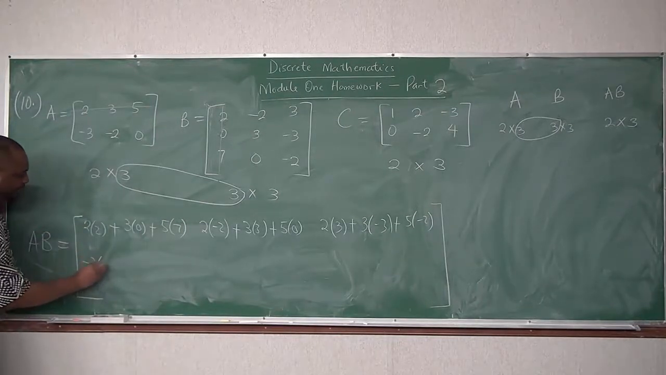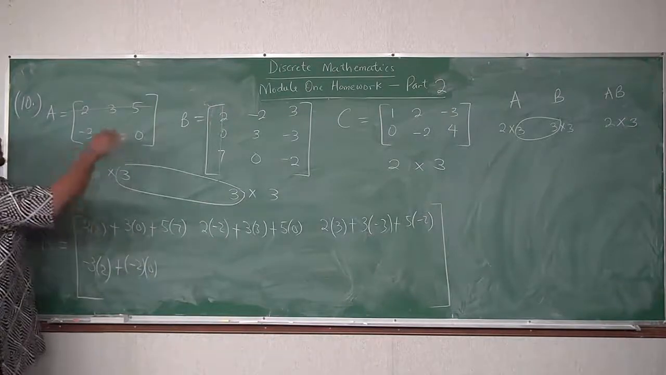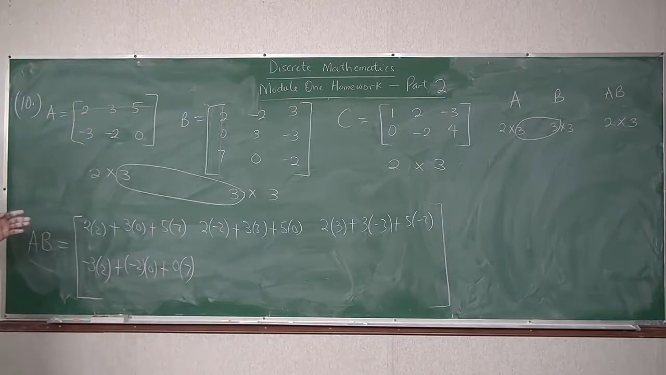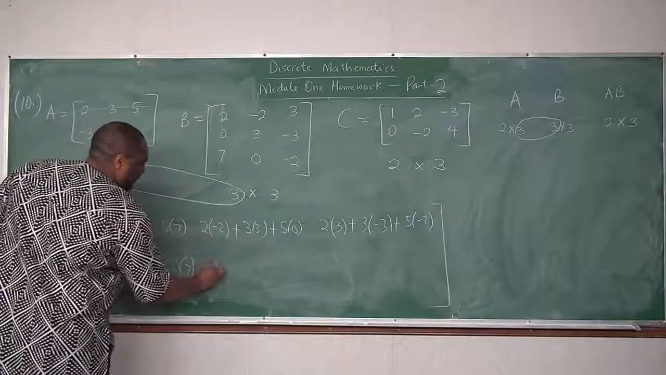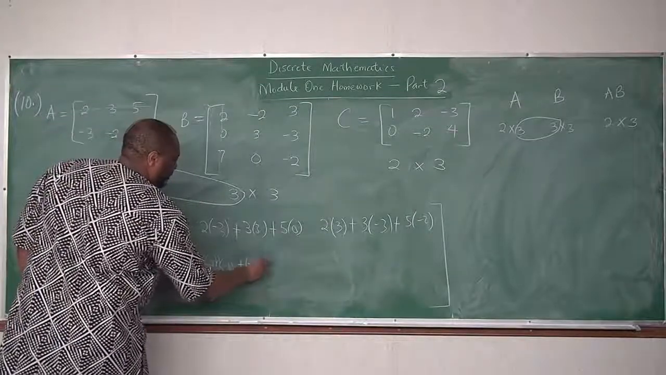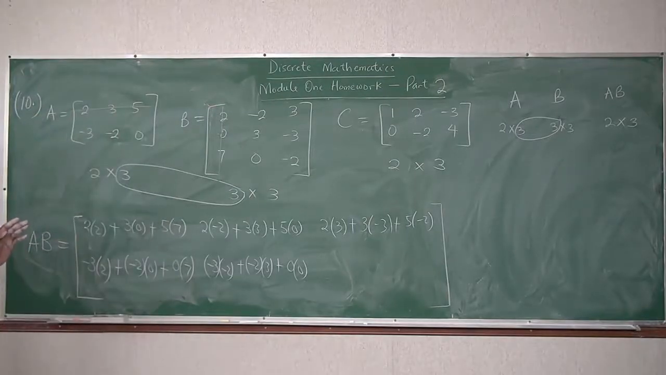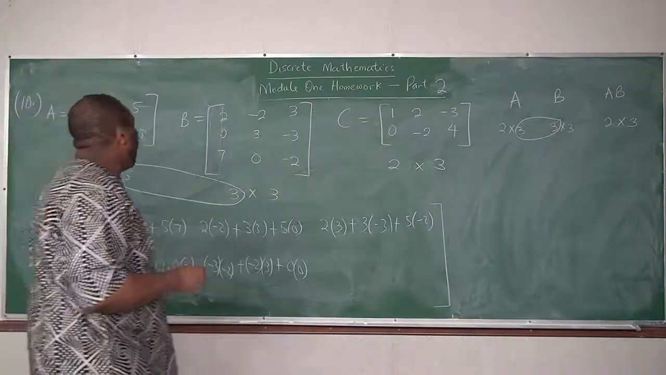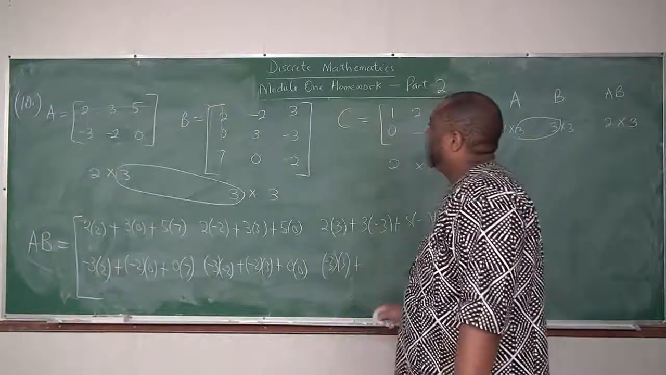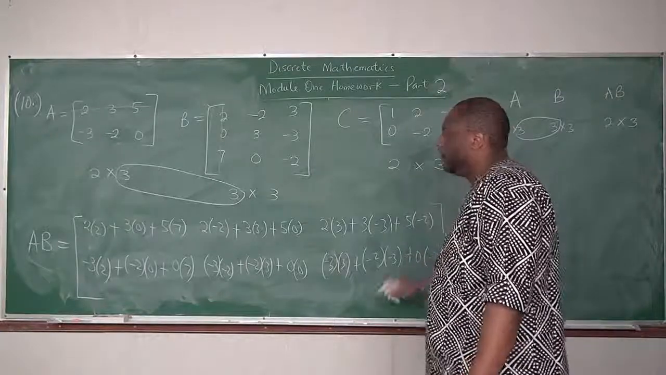So second row, first column: negative 3 times 2 plus negative 2 times 0 plus 0 times 7. Then second row, second column: negative 3 times negative 2 plus negative 2 times 3 plus 0 times 0. And then second row, third column: negative 3 times 3 plus negative 2 times negative 3 plus 0 times negative 2.